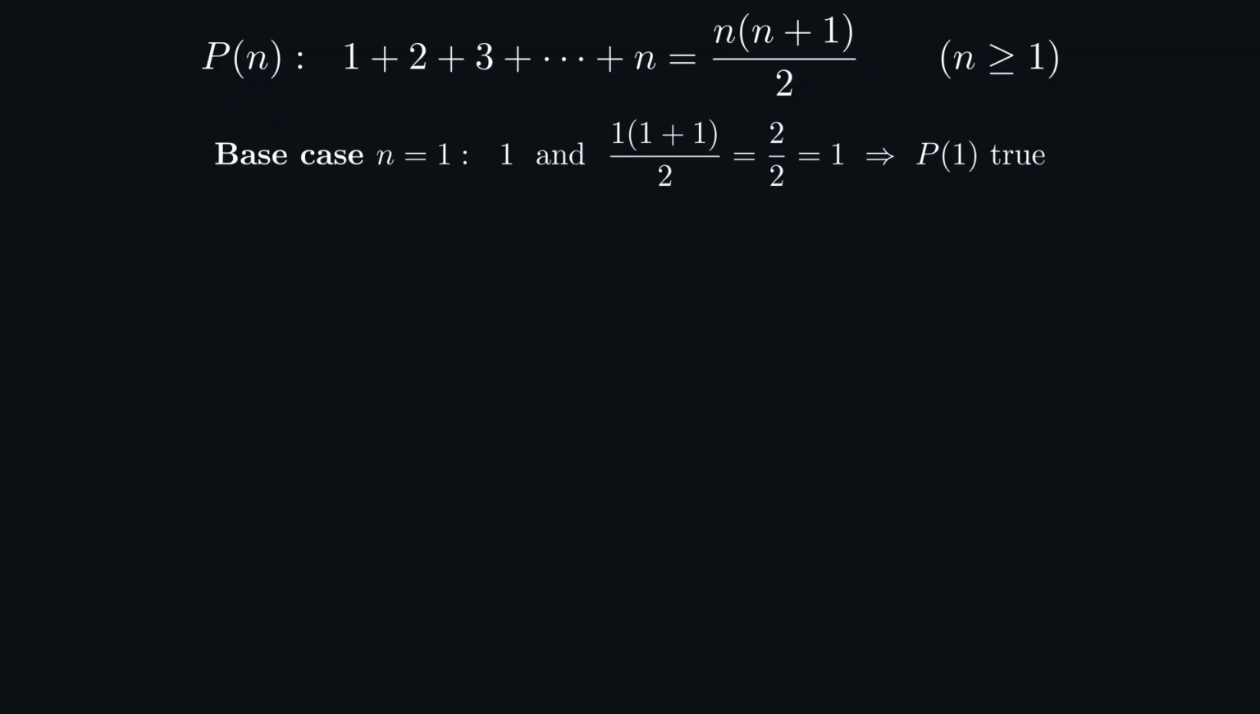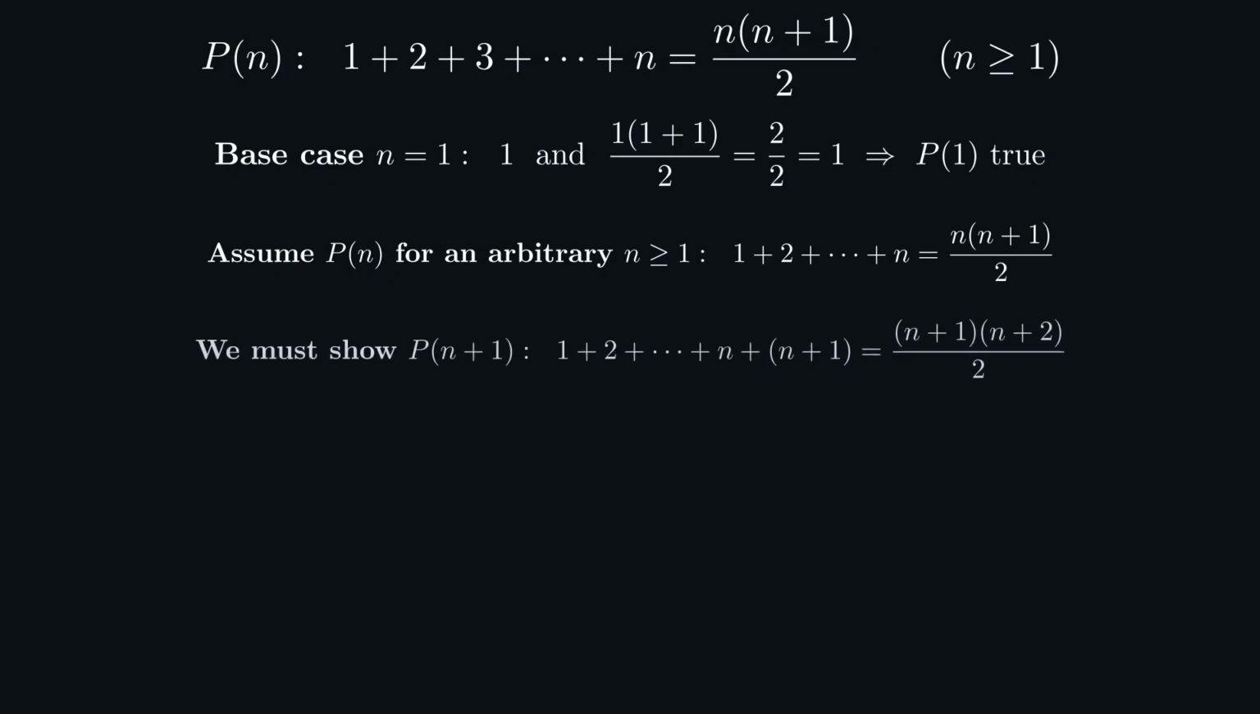Base case, n equals 1. Left side, 1. Right side, 1 times 2 over 2, 1. The two sides agree, so P of 1 is true. Inductive step. Assume P of n holds at one arbitrary rank n at least 1, that is the induction hypothesis. And say plainly what we must reach. P of n plus 1, the same formula with n plus 1 in place of n.